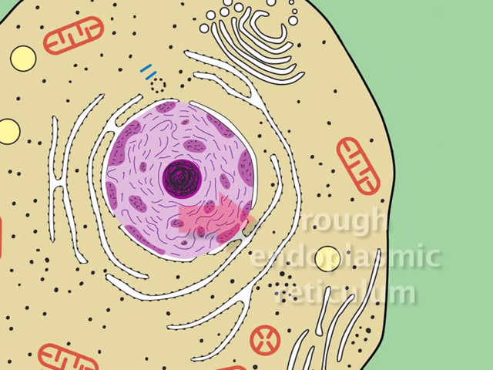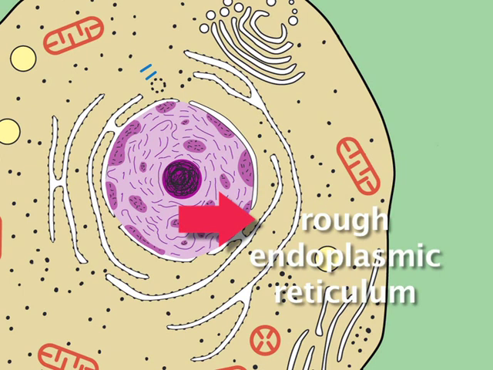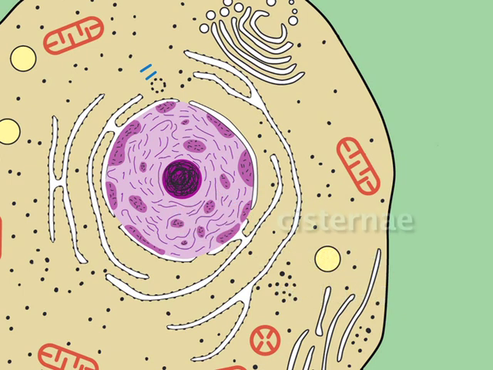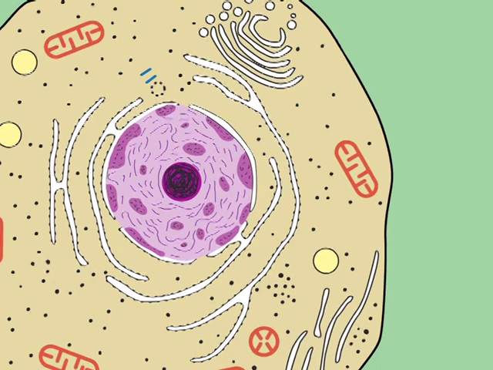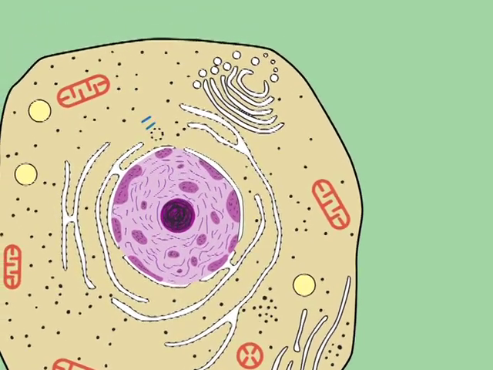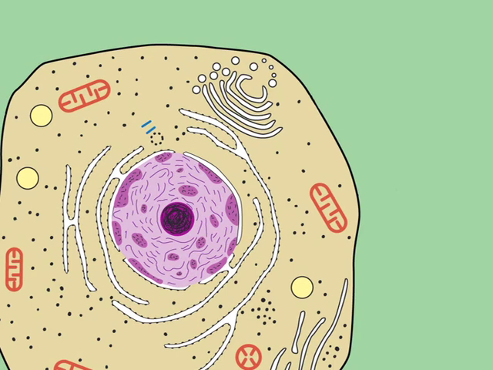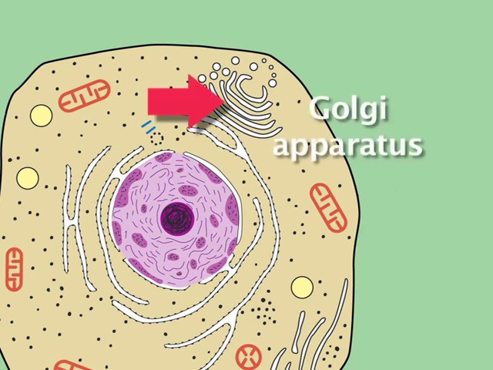Continuous with the nucleus is the rough endoplasmic reticulum, a system of membranes enclosing flattened sacs called cisternae. The system of membranes gives a very large surface area, and they are covered with ribosomes. Proteins are assembled at the ribosomes and then pass into the cisternae. From here, the proteins pass to the Golgi apparatus to be modified.